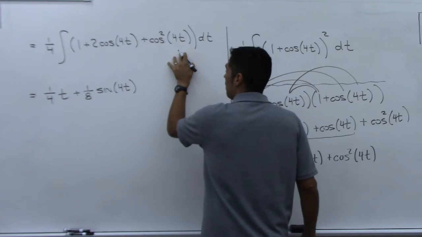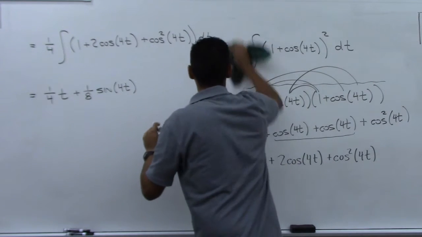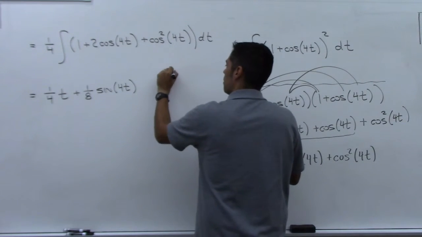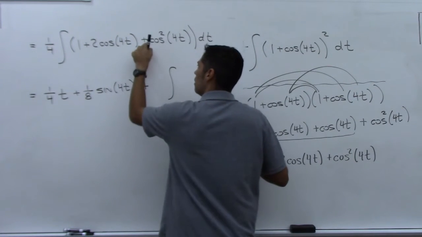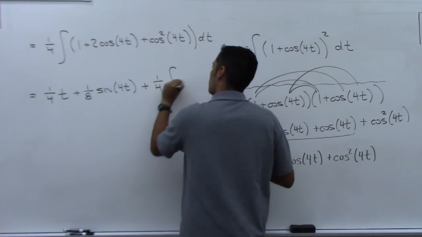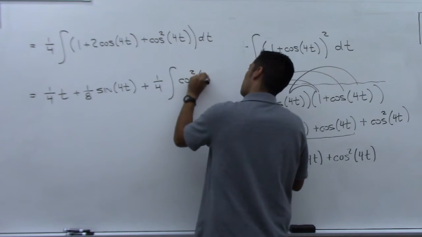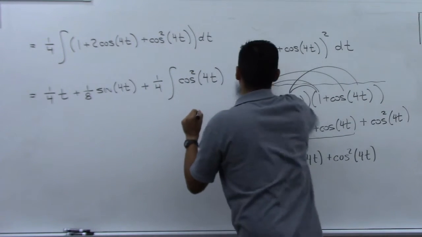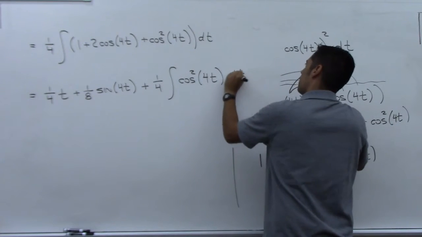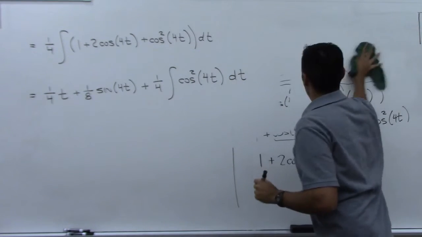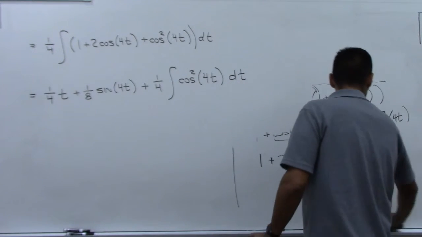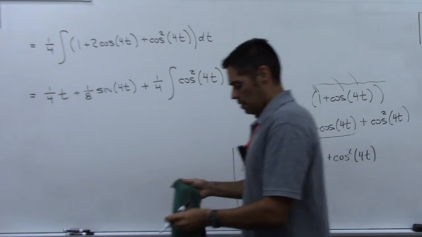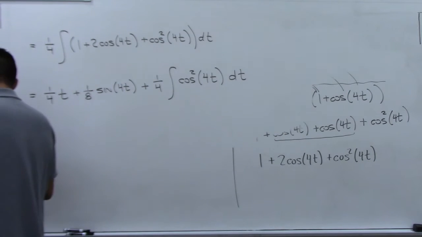This one I cannot find the antiderivative of right away. So I'm going to keep the integral sign on this one, remembering I had a 1/4 out here. So plus 1/4 cosine squared 4t dt. I wonder if this works any better. Oh no, that does not. All right.